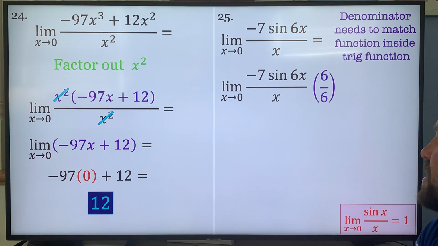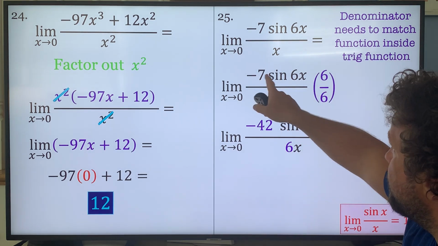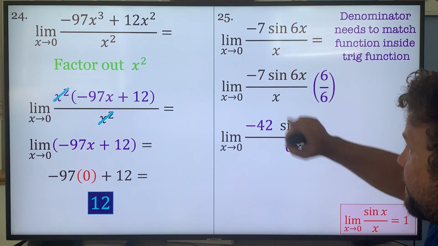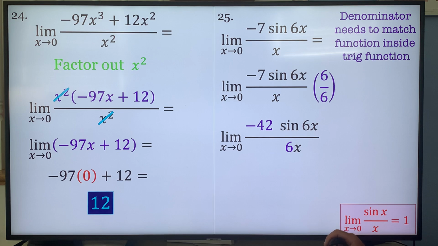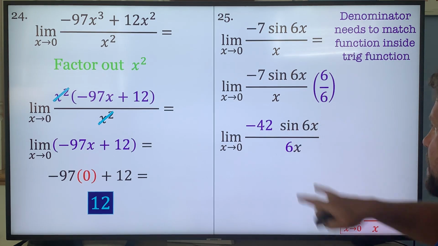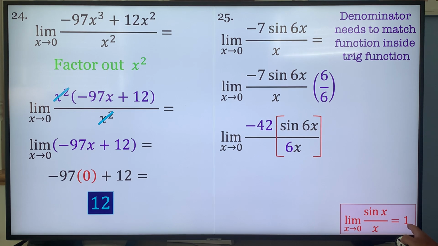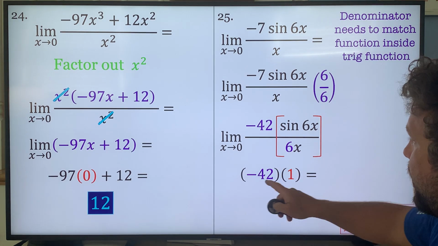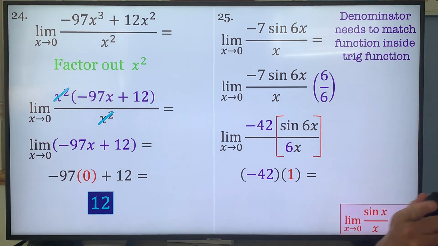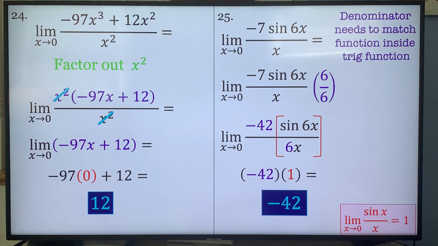So if I multiply that by 6 over 6, negative 7 times 6 is negative 42. Sine 6x, because you don't multiply it by the stuff inside. Bottom becomes 6 times x is 6x. Sine 6x over 6x as x approaches 0 equals 1. Negative 42 times 1 is, you got it, negative 42. And that's all just using this formula right here.